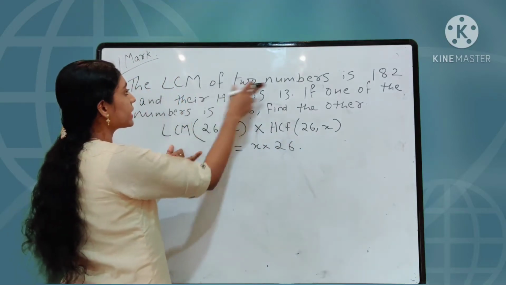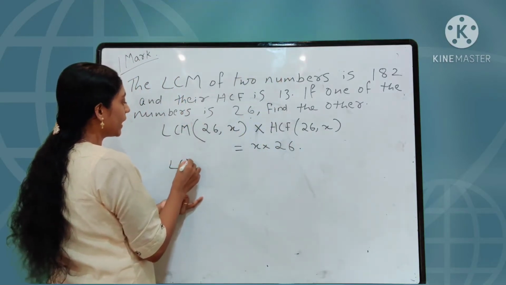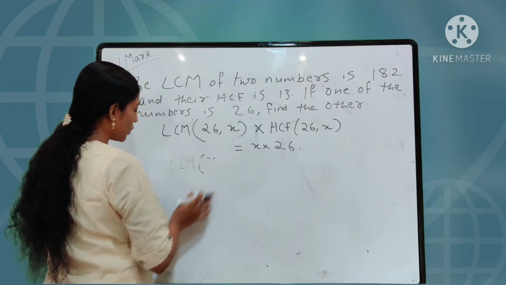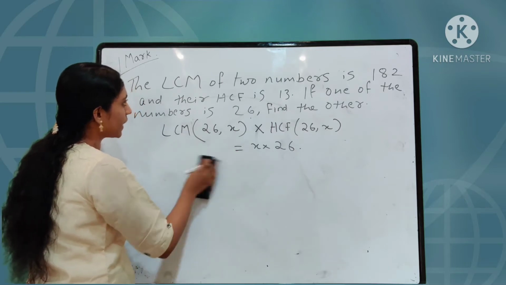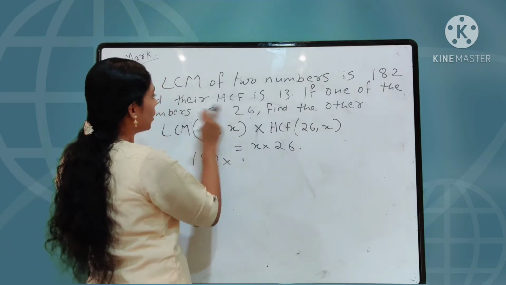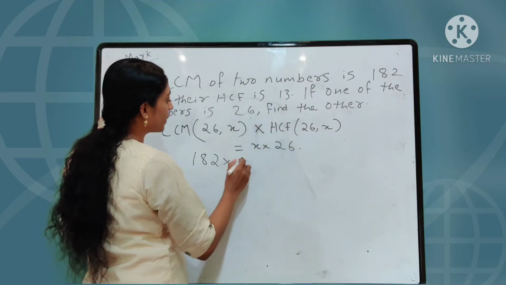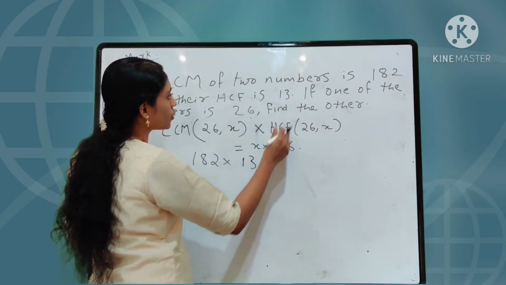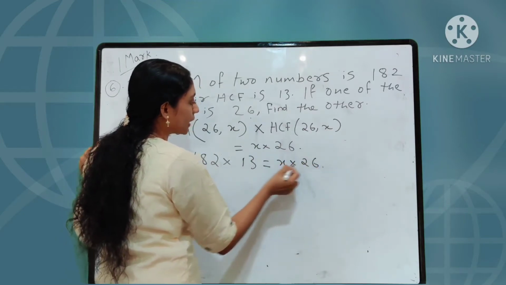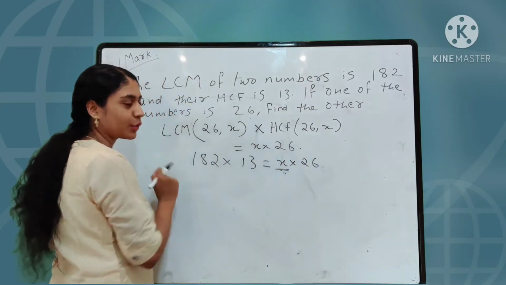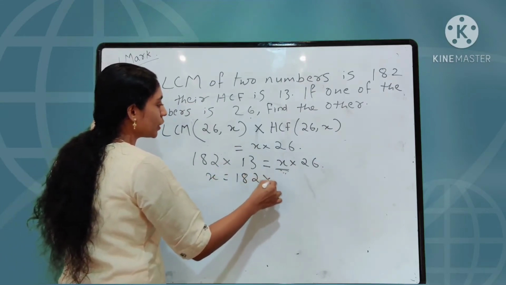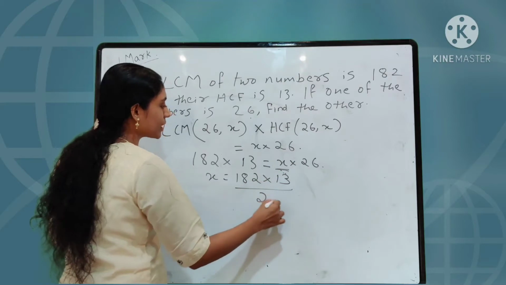And we know that the LCM of the two numbers is 182, right? So instead of LCM of 26 and x, we can write 182. And HCF of 26 and x, it is given that 13. If one of the numbers is 26, you have to find the other number. The other number means the unknown number x. You have to calculate. How to calculate? x is equal to 182 into 13 by 26, right?